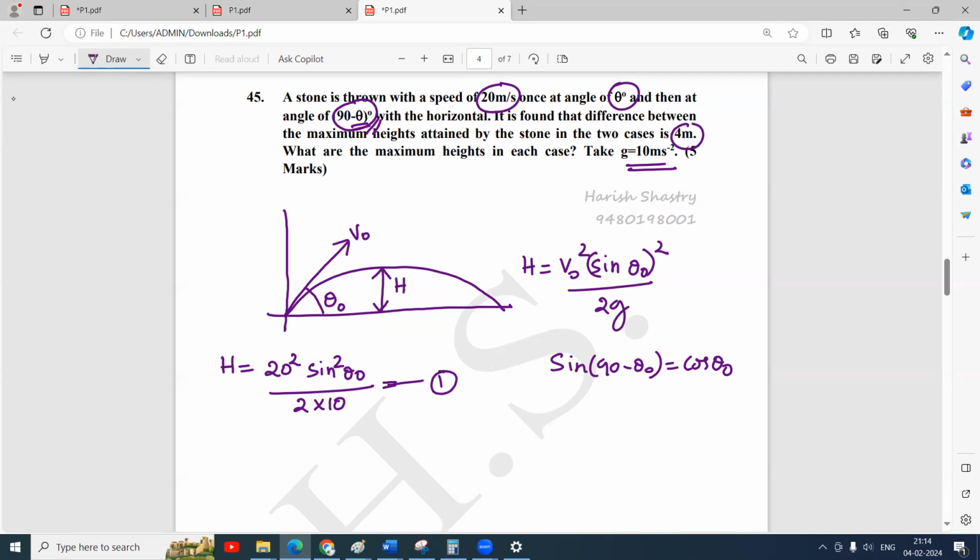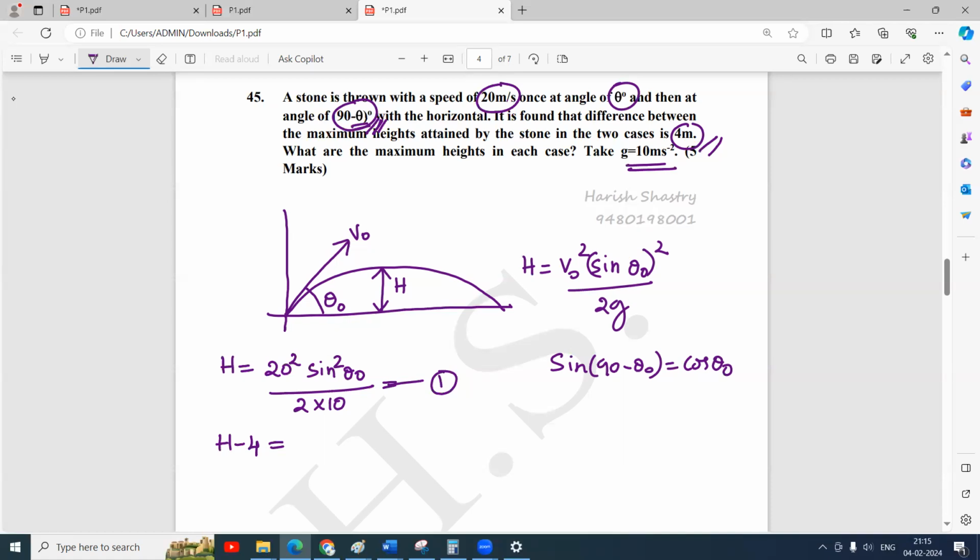Now, second case, when you throw the same stone with the same velocity, but at an angle of 90 minus theta naught, what will you get? That makes a different height. When the angle is changed, the maximum height is different. And they say that the previous maximum height and the maximum height now have a difference of 4 meters. So I'll take this new height as h minus 4. And what will happen if I take it as h plus 4? You will get the same answer. That makes no difference. We will check it.